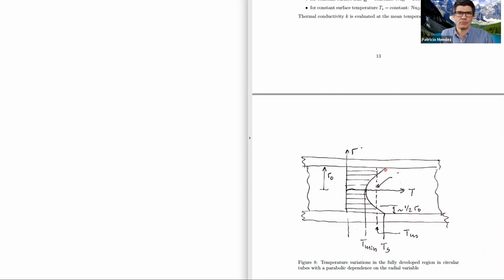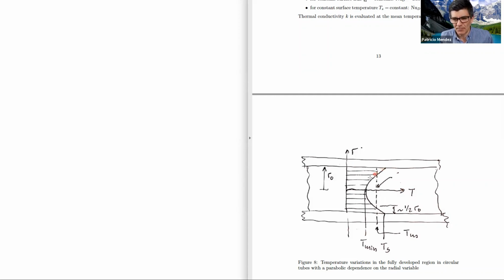Remember that convection, there's no such thing. In reality, there's conduction and advection. Both together is what we call convection. So the heat comes as the fluid moves down and transfers heat by advection. The heat that comes into the fluid comes in by conduction.